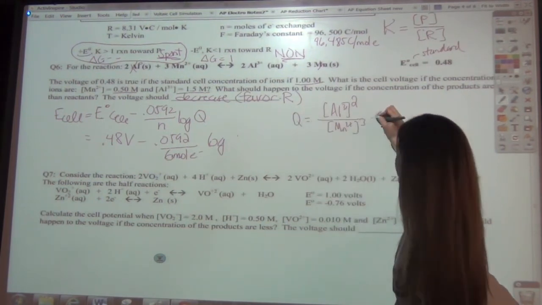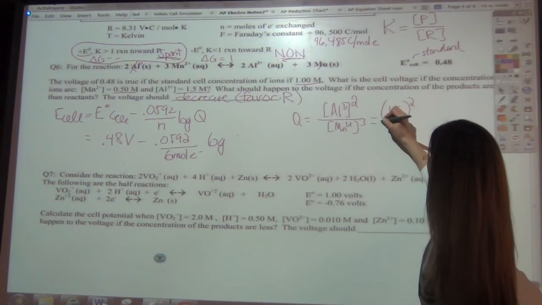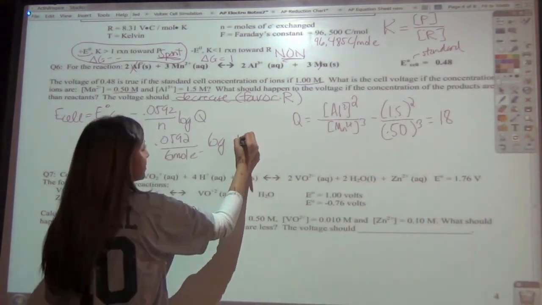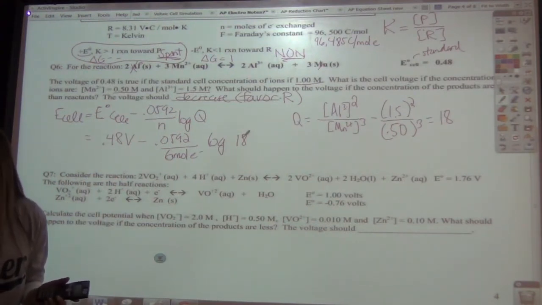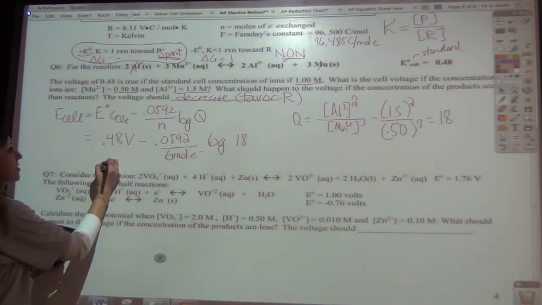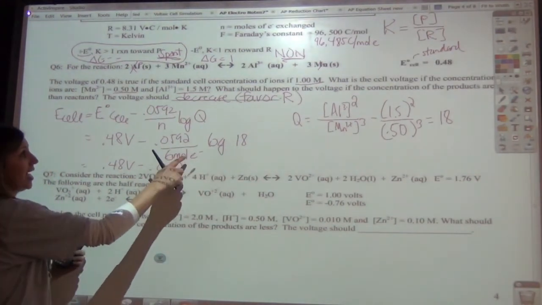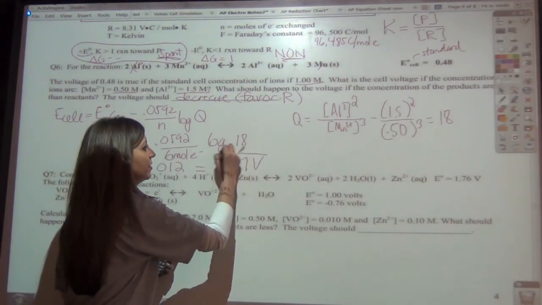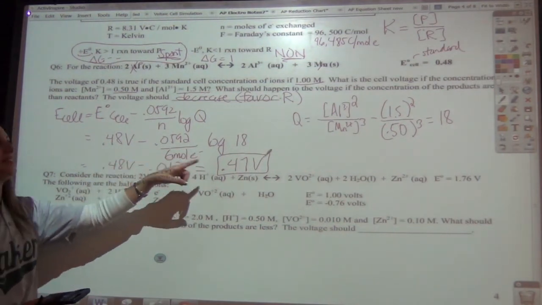So Q or K is equal to this, and so we're going to plug in the numbers they gave us. So it's 1.5 squared divided by the Mn2+, which is 0.50 cubed. So when we divide this, we end up getting 18, and so this is the log of 18. And just to speed this up here, once we do that, we end up getting 0.48 minus 0.012. And so now I can just subtract that, and what we end up getting is 0.47 volts. Did it change by a lot? No, but it did decrease slightly.